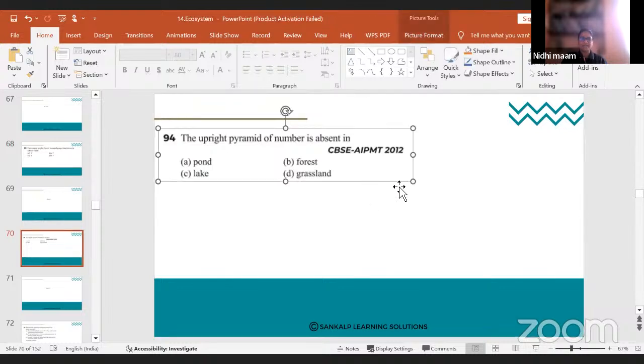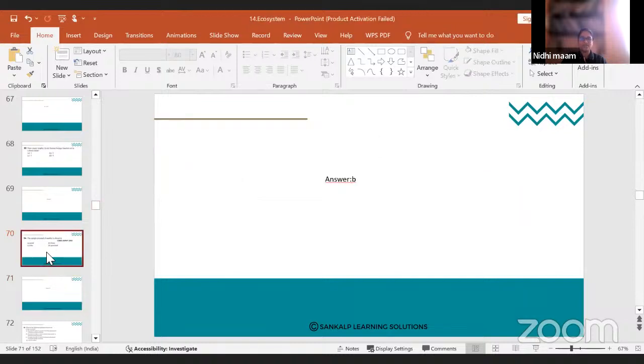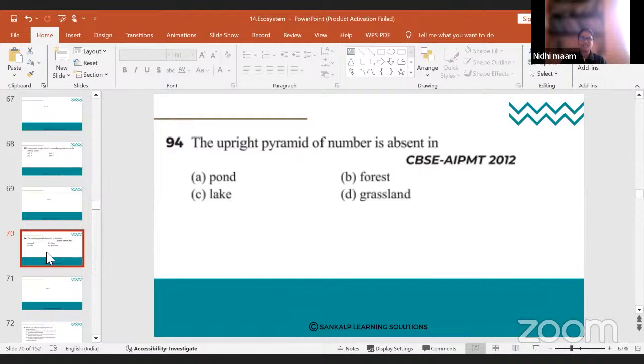The upright pyramid of numbers is absent in pond, forest, lake, or grassland. Ramya, Jyoti, Pavitra, Tasmiya Banu, Aishu, Ganesh Kumar on YouTube, then Ranjita, Divya. Most of them are answering it. The confusion is between B and D. The right answer is option B, that is forest. In the forest, we cannot find the upright pyramid of numbers.